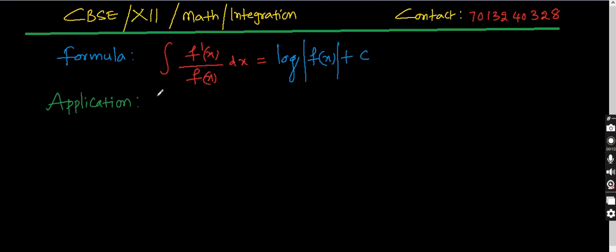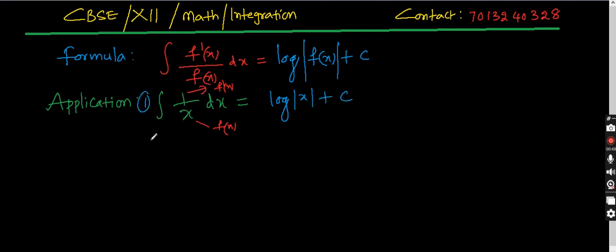See, application number 1: the integral of 1 by x dx. Here this is f of x and this is f dash of x. So by applying that formula, the value is log of x, since f of x is x, plus c.